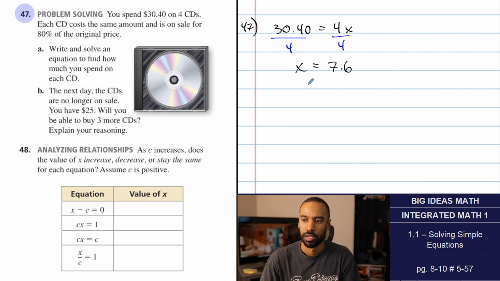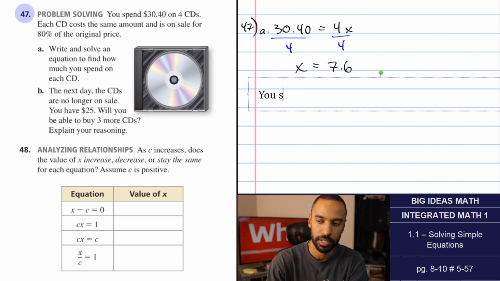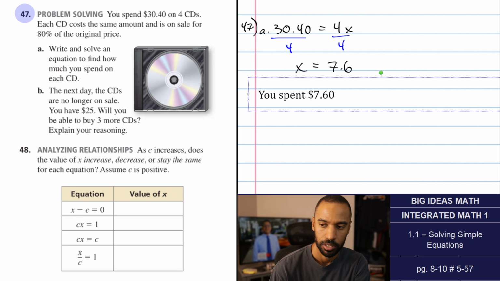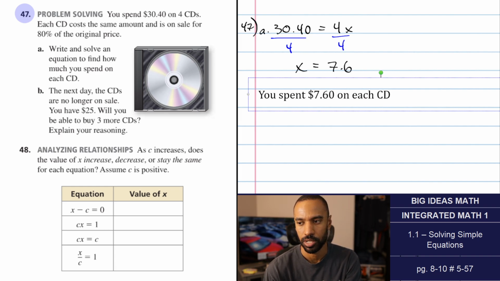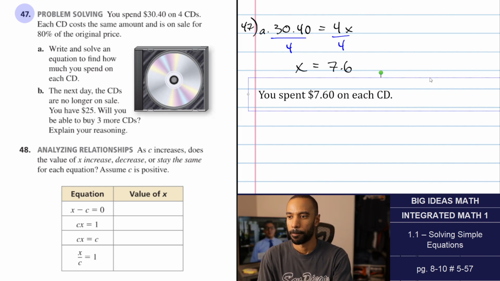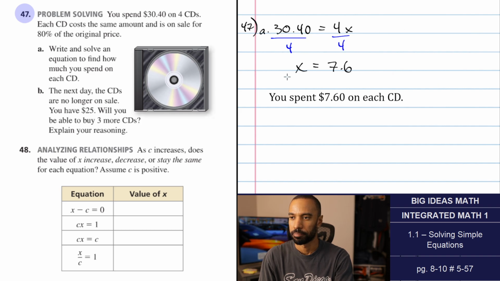And then I'll say, why am I doing this poorly? Oh, 15.2. Yes, that is right. You spent $7.60 on each CD. And that's cheap. I guess I should wait for sale prices as well. Okay. Part A. Part B.